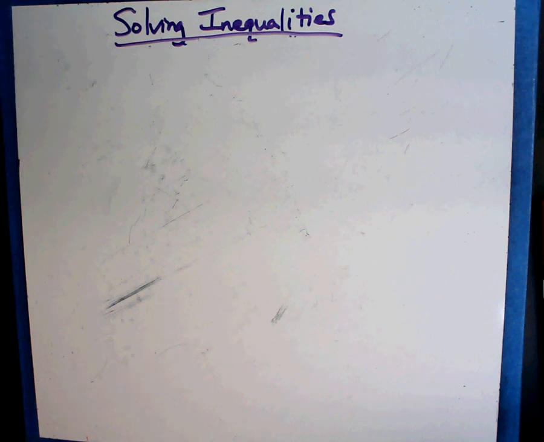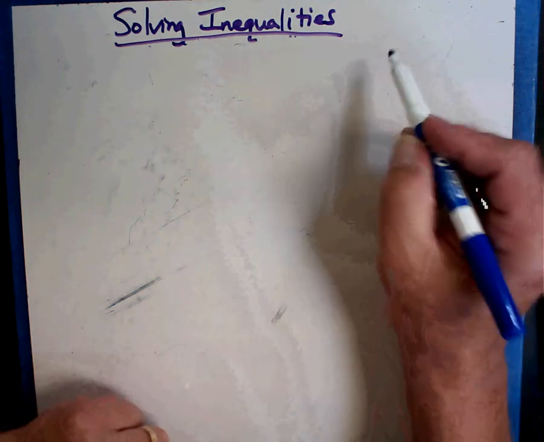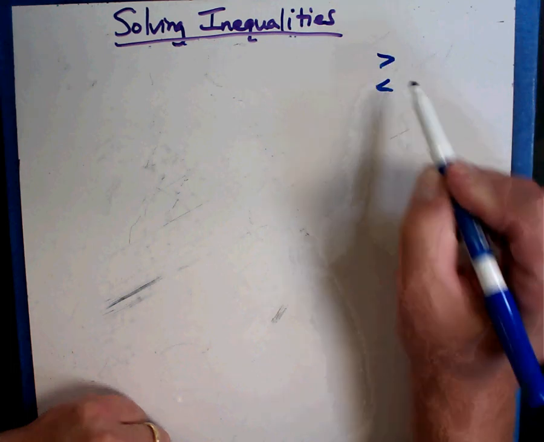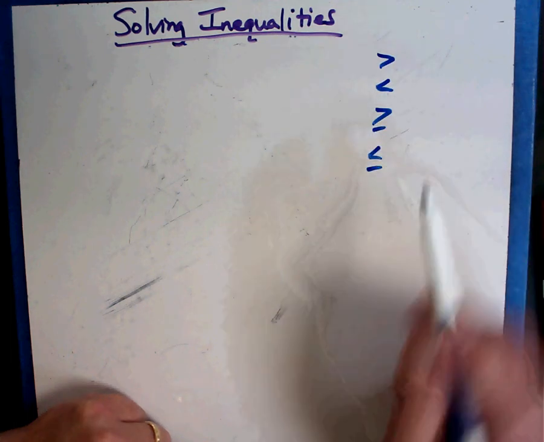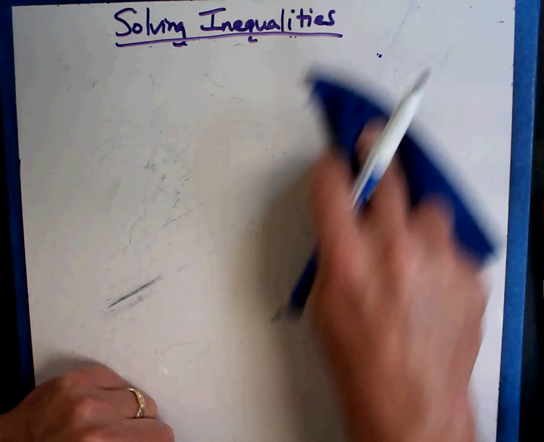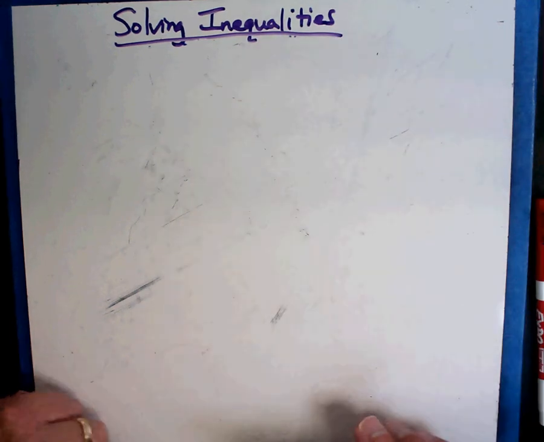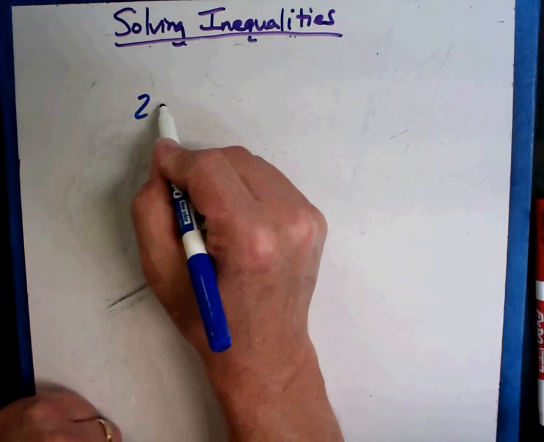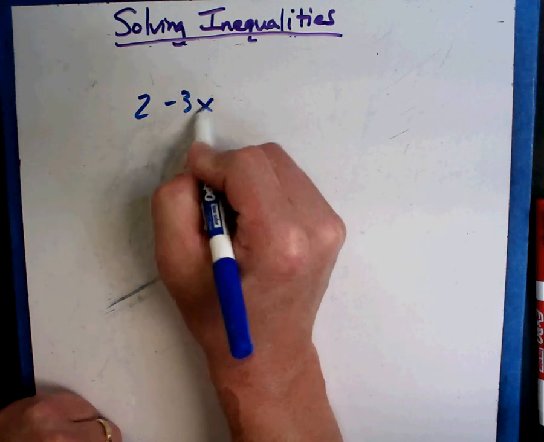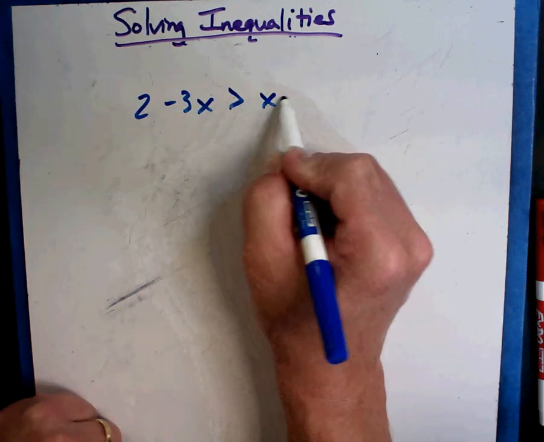In this video, we're going to talk about solving inequalities. Inequalities are going to be like greater than, less than, or greater than or equal, less than or equal signs. You may not remember how to do it, but when we go through the first couple, it's pretty simple. Let's take an example like this: 2 minus 3x is greater than x minus 6.